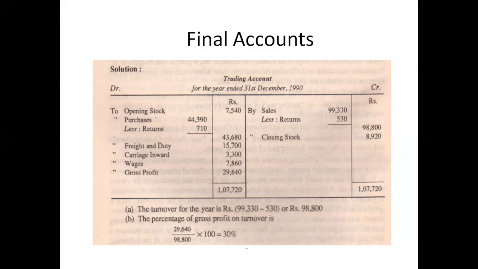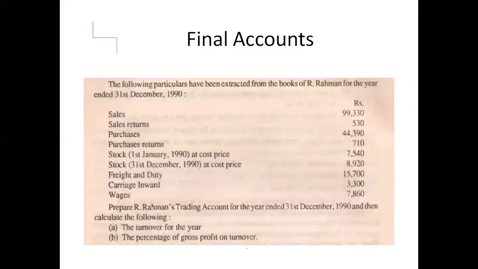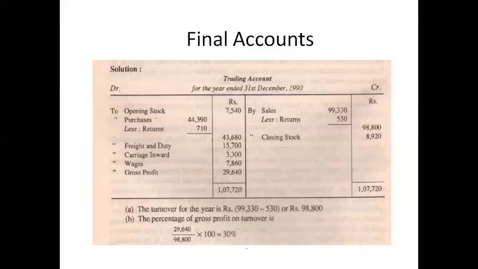Now this is a double column, one is an inner column and one is an outer column, 43,680. If you wish, you can provide it directly as purchases, but within brackets you have to write less returns. You may or may not show this calculation, but you have to write purchases less returns within brackets. Now purchases is 44,390, less returns is 710.